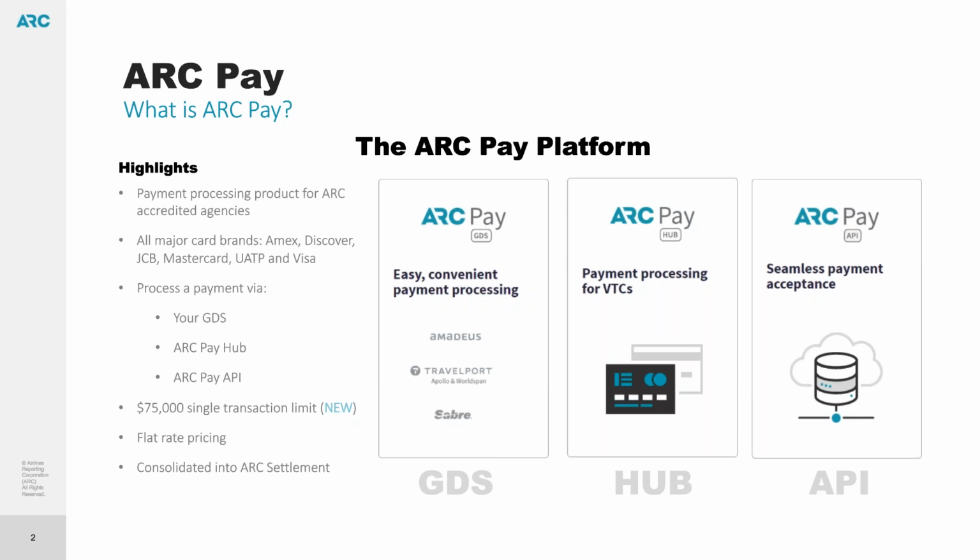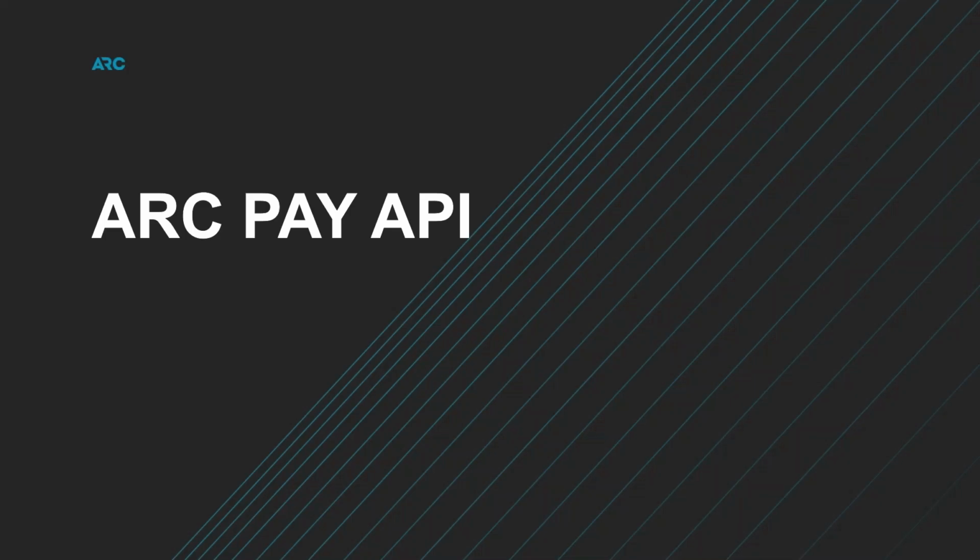As you can see, we have a GDS product, an ARC Pay Hub, which is our standalone payment processing application, as well as our API. A few highlights related to these. Obviously, it does all major card types. It is native to the GDS. We recently increased our maximum transaction amount to $75,000, which has historically been $10,000. Obviously, pricing related to the product is flat rate. And of course, all of this runs on the ARC settlement system, which allows transactions to then be consolidated into your weekly reports.